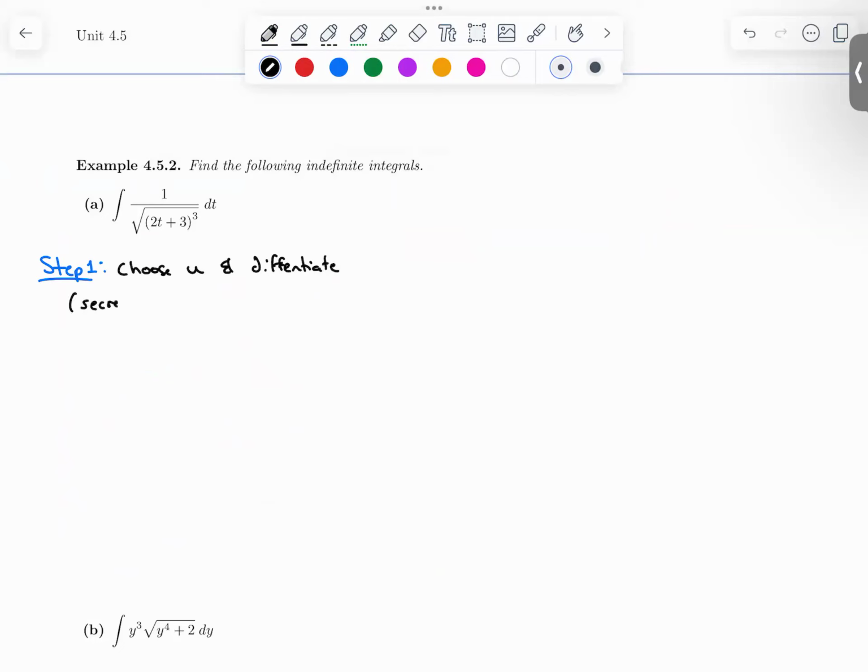Secretly multiply by quote unquote d variable. So dt in this case would be dy in the second problem. It'll be dx in most cases, but you're going to secretly multiply so you don't have to.